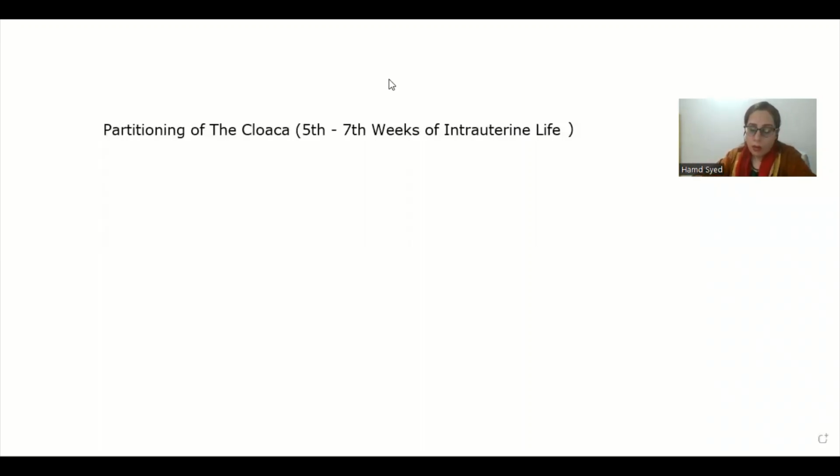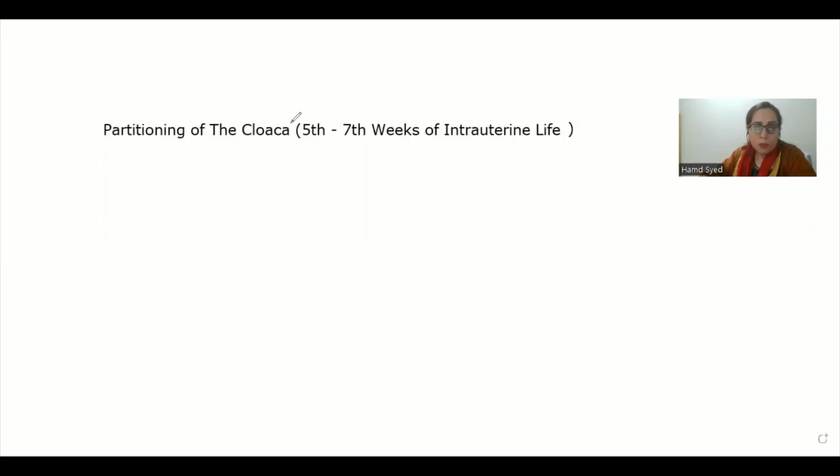Okay, so we are going to be discussing the development of the hindgut. And in relation to that, we are talking about the partitioning of the cloaca. This is an embryological process that takes place in the 5th to 7th weeks of intrauterine life. And I'm going to draw the successive stages which are involved in the partitioning of the cloaca.